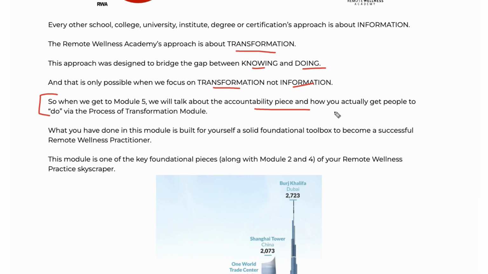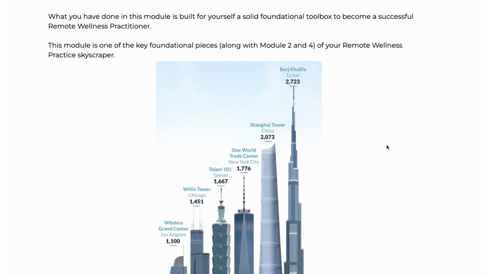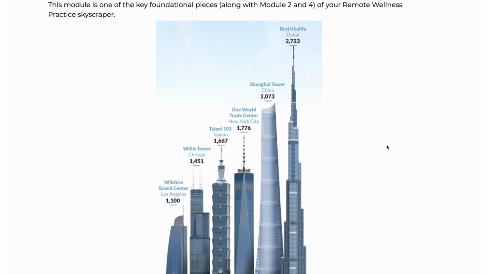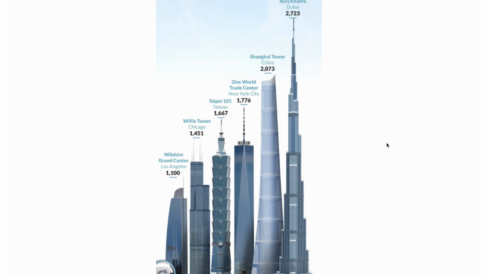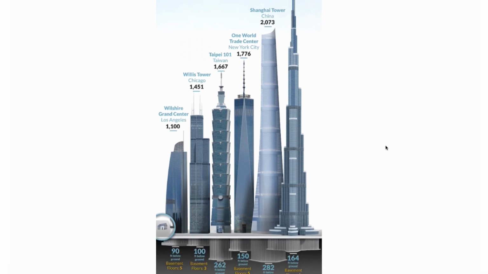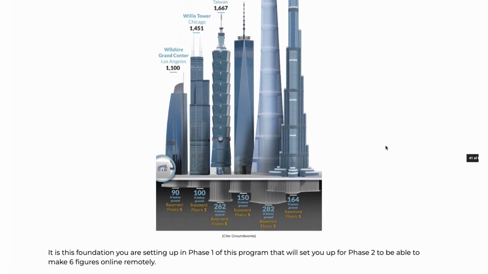And so what you have done inside of this module is that you have built for yourself a very solid foundational toolbox to become a successful remote wellness practitioner. And so this module is one of the key foundational pieces, along with module 2 and module 4, of your remote wellness practice skyscraper. If you look at how construction companies build skyscrapers, all of the buildings have a foundation underneath them.